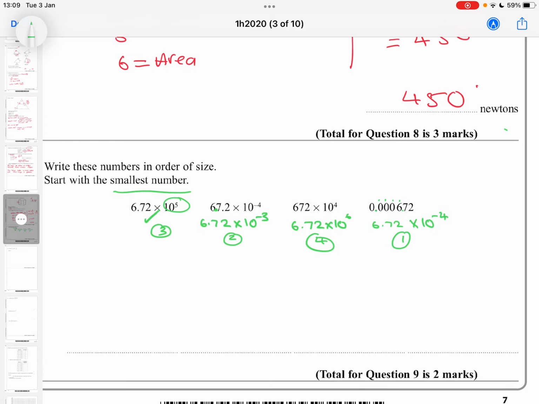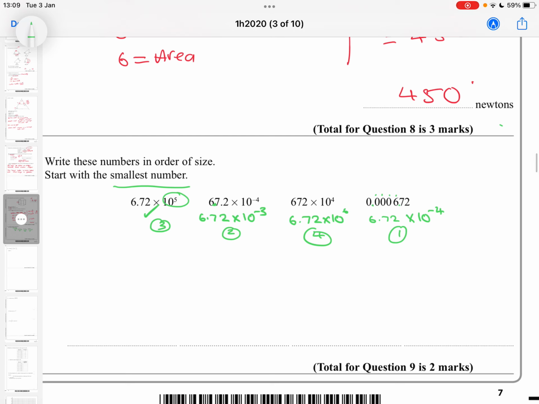So when you write it in, I always write them back as they were. So number 1, I can write as 0.000672. Oh, I went over the line a little bit. Right, the next one is going to be, so 67.2 times 10 to the -4. The next one is 6.72 times 10 to the 5, and then that last one is 672 times 10 to the 4.